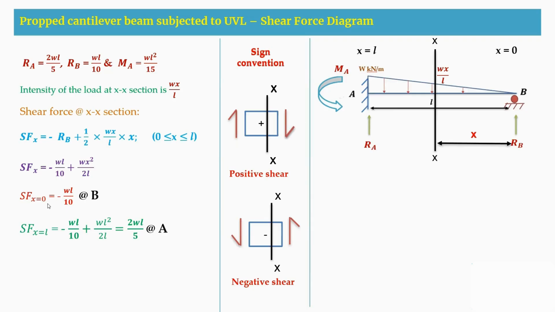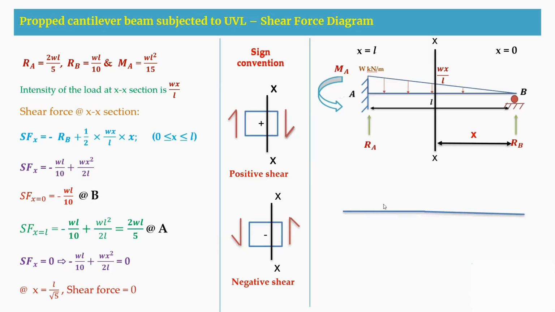So this is the shear force at X is equal to 0, and this is the shear force at X is equal to L. After getting these values, we are going to find where the shear force is equal to 0. Why? Because here the shear force is changing from negative to positive. So at some point it is equal to 0. So now I am equating this shear force equation to 0. Therefore, I am getting X is equal to L by root 5, where we are going to get shear force to be 0 from the B support.